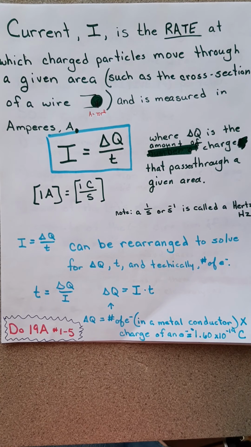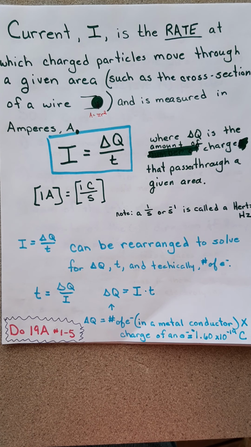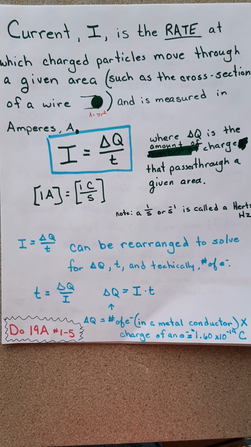So what is current? Current is the rate, and I've underlined rate because it does have a time factor. It's the rate at which charged particles move through a given area. If we're talking about a wire, it's the cross section of a wire, which would be a circle. So the area is, if you remember from geometry, pi r squared. Current is measured in units called amperes, symbolized by a capital A.